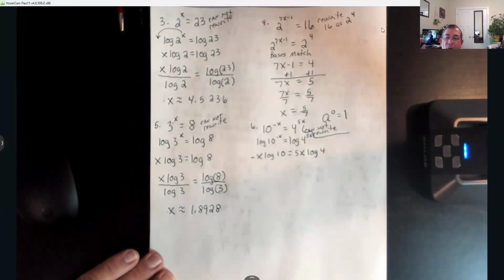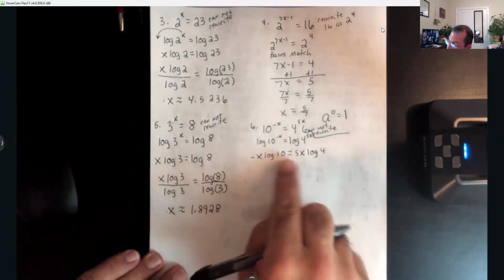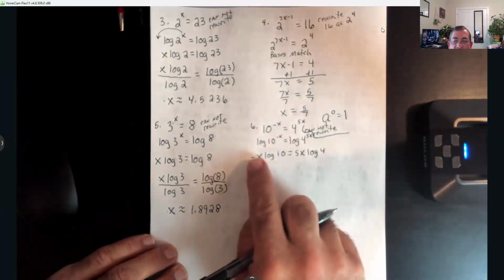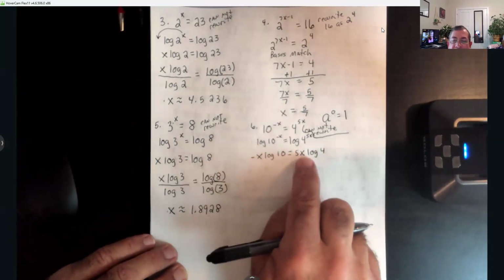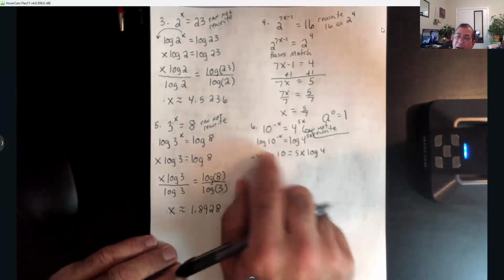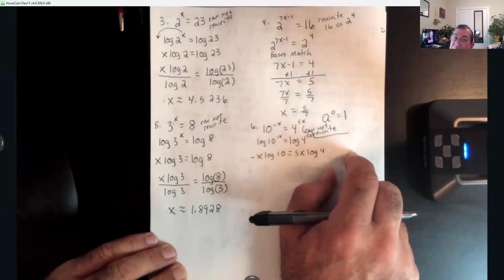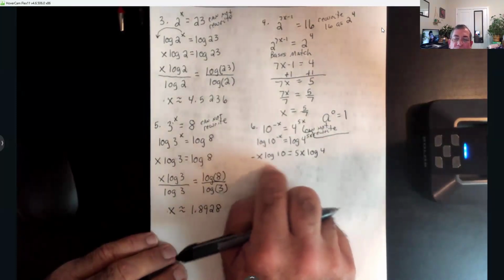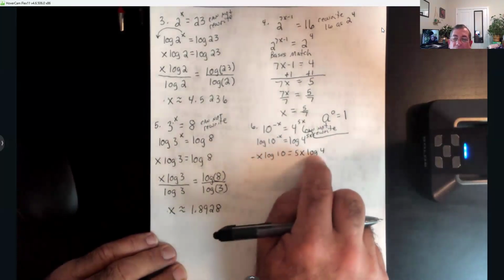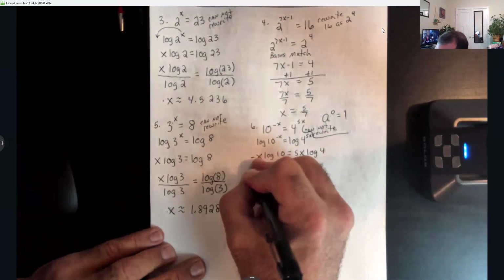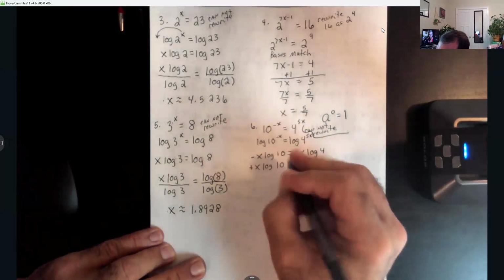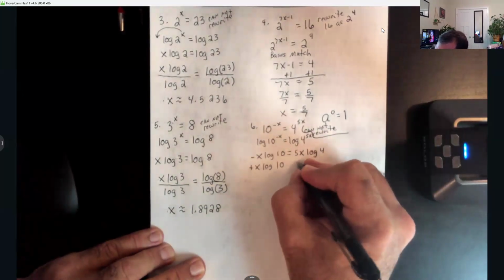All righty, so all my exponents are now brought down. So what I'm thinking here, we're solving this for the x's. So somehow I need all the x's on one side together. So what I'm going to do, I'm going to move this one, since it's negative, over to this side. I'm going to add an x log 10 to both sides.